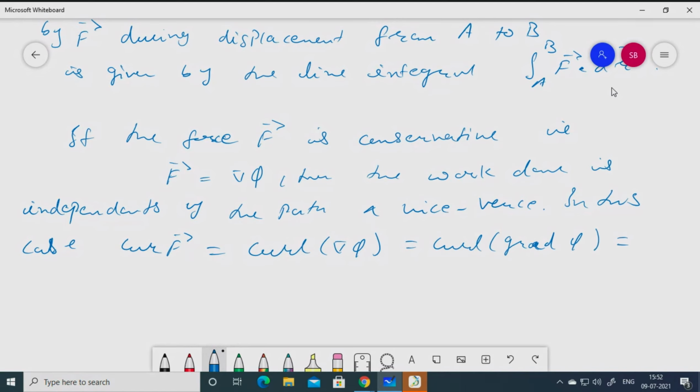All of you know what it should be. It will be equal to, these problems we have already done, curl of grad phi. It is 0. Is it 0, scalar 0 or what? 0 bar. Okay. And what is this phi called? Phi is called scalar potential.